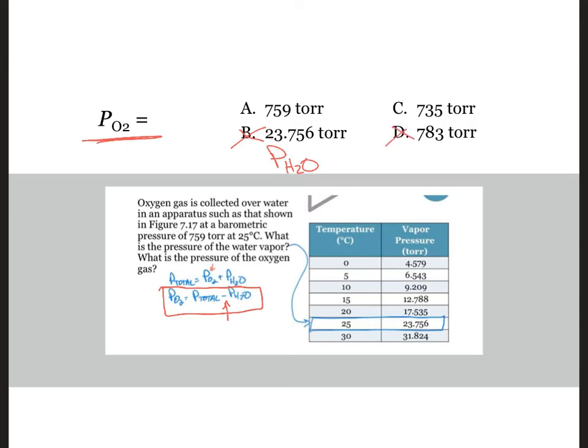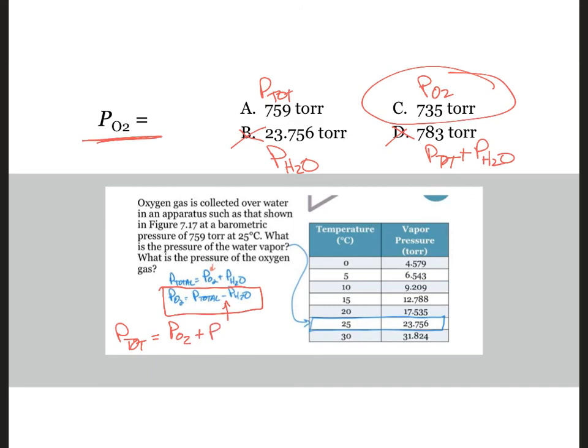And if we consider this is P total, and this is the right answer right here, D means that we're taking P total and adding to that the partial pressure of H2O. Remember, P total is the sum of all the partial pressures. So you should never get a number bigger than P total. And since P total was 759 here, anytime you see this on an exam or a quiz, just go ahead and cross that out. We can't get higher than the total pressure.